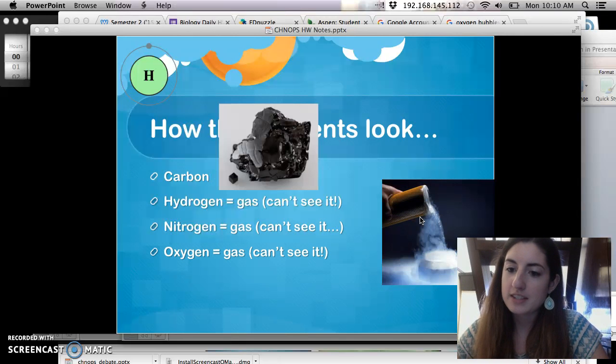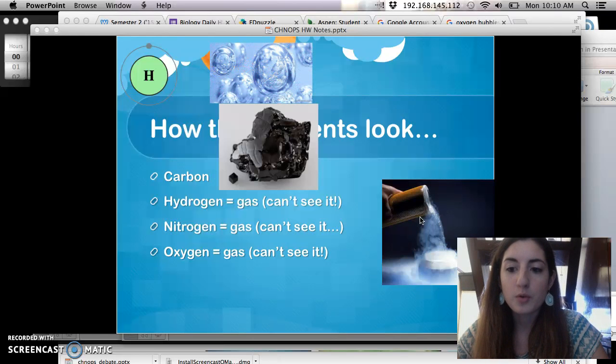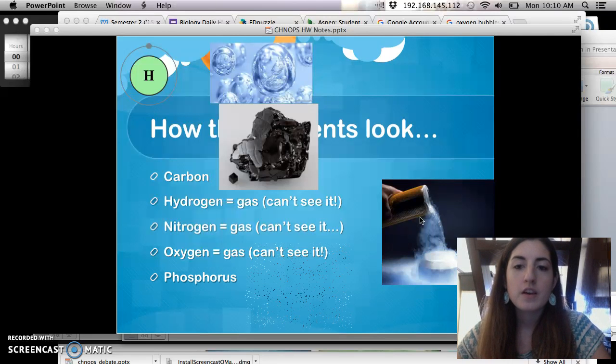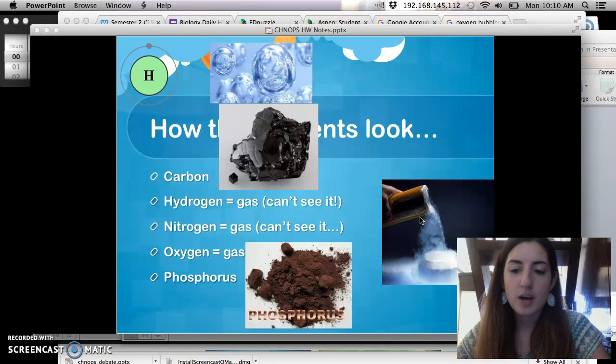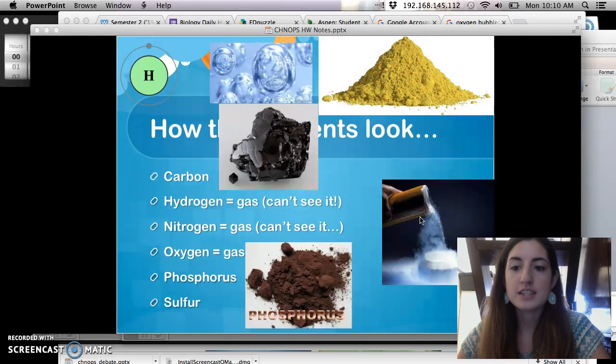Oxygen is also a gas, as you know, which we can't see, but we can see bubbles that hold oxygen. So the water has to go around the oxygen, and it makes a bubble. Phosphorus is this copperish, reddish looking stuff. It can be poisonous in large quantities. And sulfur is this kind of pretty yellow stuff, also very poisonous.